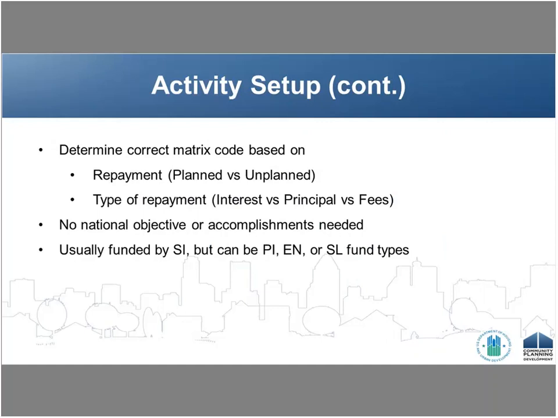When you get to the matrix code, you will have to determine if the repayment is planned or unplanned, and then what type of debt service you're actually repaying, if it's interest or principal, or if you're looking at fees. Please bear in mind that there are no national objectives or accomplishments needed with this because it is considered an administrative activity. And usually our repayments are funded by SI, but if you're paying back with CDBG, you'll be using PI or EN, and then in some rare instances, we will use SL funds that were not used in the original activity but were drawn down.